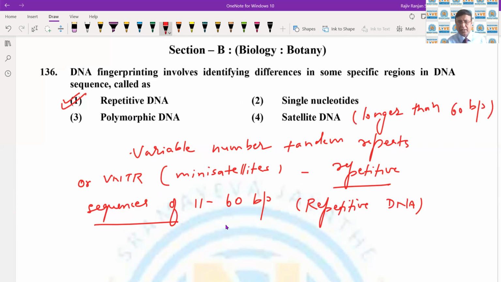That is a good example of a mini satellite, which is a repetitive DNA. These DNA mini satellites are repeated continuously. Tandem means continuous repeat, and they vary in number on different chromosomes of a person. There are a number of types of such mini satellites, such VNTRs, and it is the matching of the VNTR that we do in DNA fingerprinting.